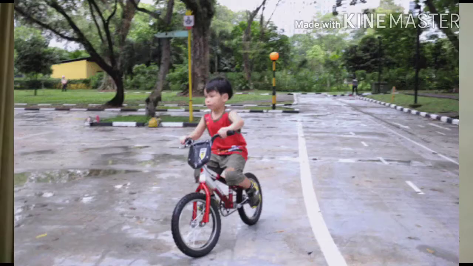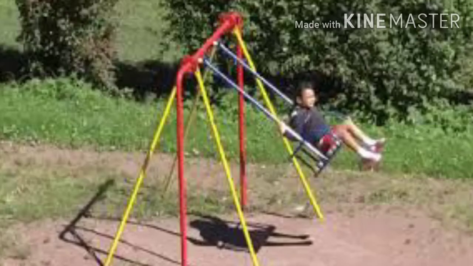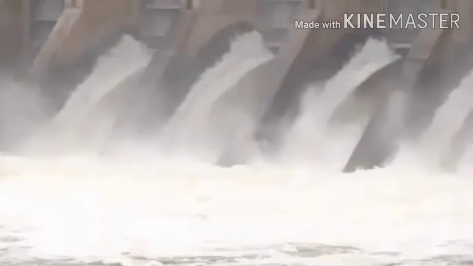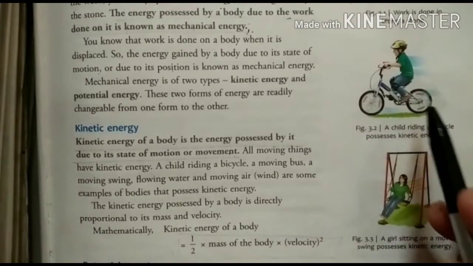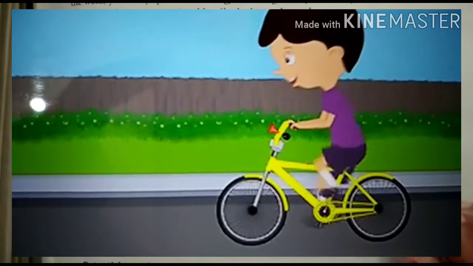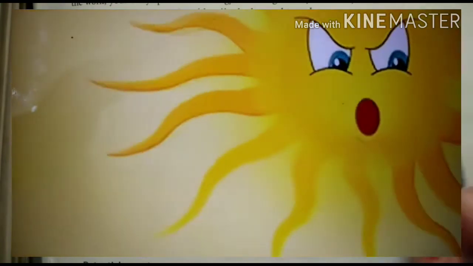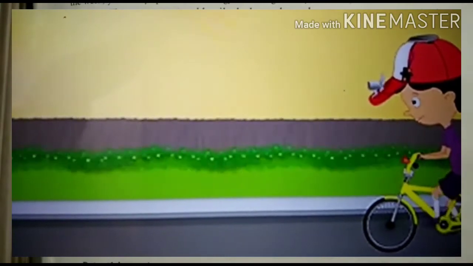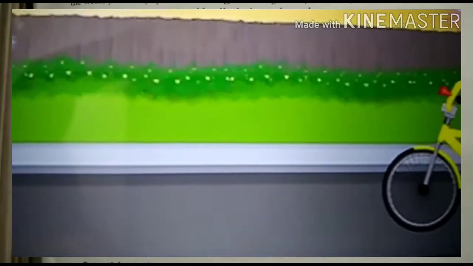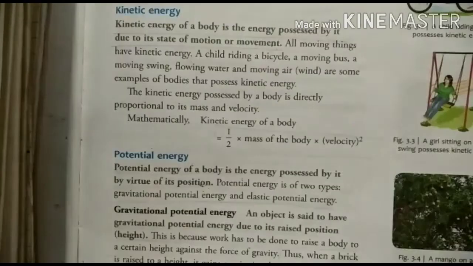Examples: a child riding a bicycle, a moving bus, a moving swing, flowing water, moving air, and the flowing or falling of water from a dam are examples of kinetic energy. In this, a child riding a bicycle applies some force on the pedal, and due to that force the bicycle gets displaced. So the work is done here, and it is done due to the state of motion. So in this condition it possesses kinetic energy.